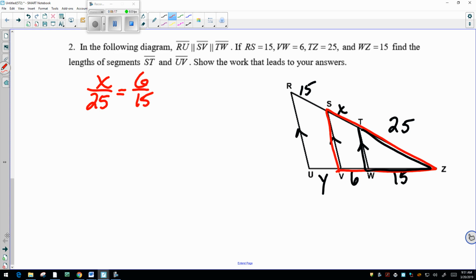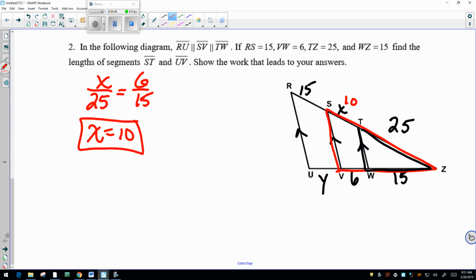So you can compare whole sides with whole sides, or you can compare parts with parts, and that happens when your lines are parallel. What you cannot do is compare whole sides with parts of sides. Okay. To solve, what would we do? Cross multiply, and if we solve, I'm hoping, did we find X was 10? Maybe, hopefully. Okay, so now I know that this is 10.